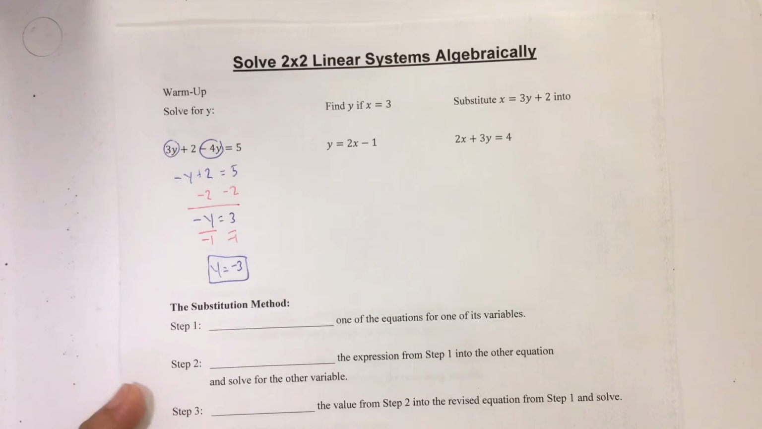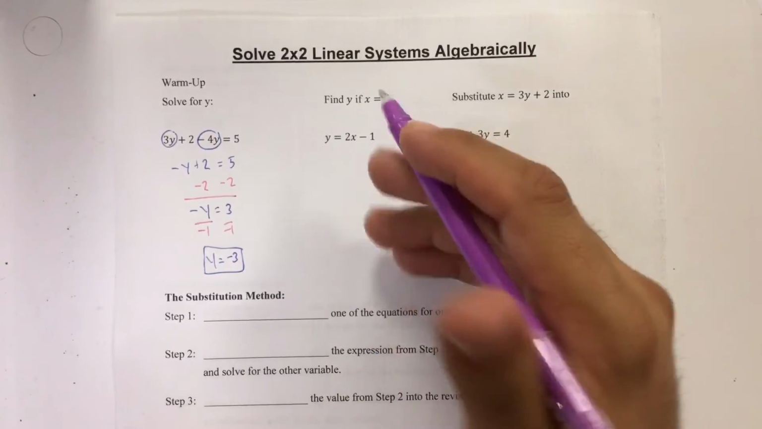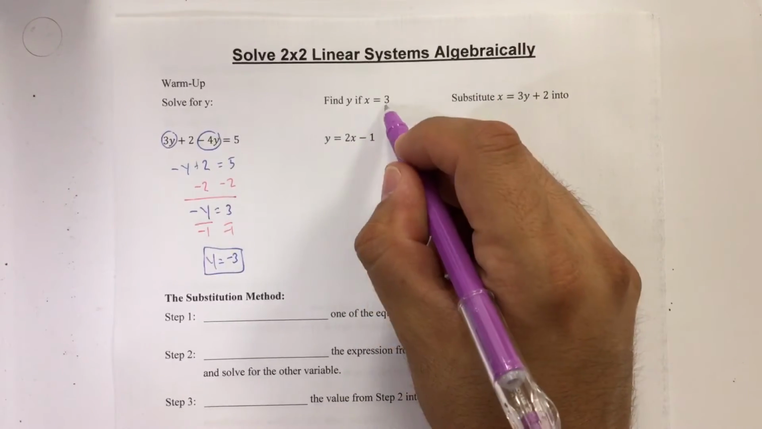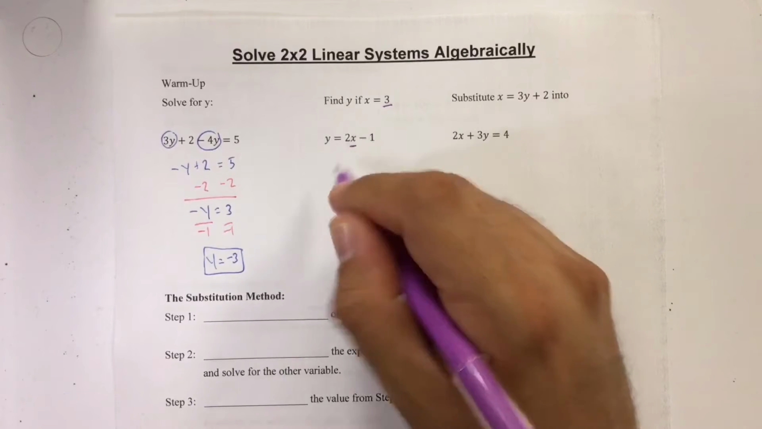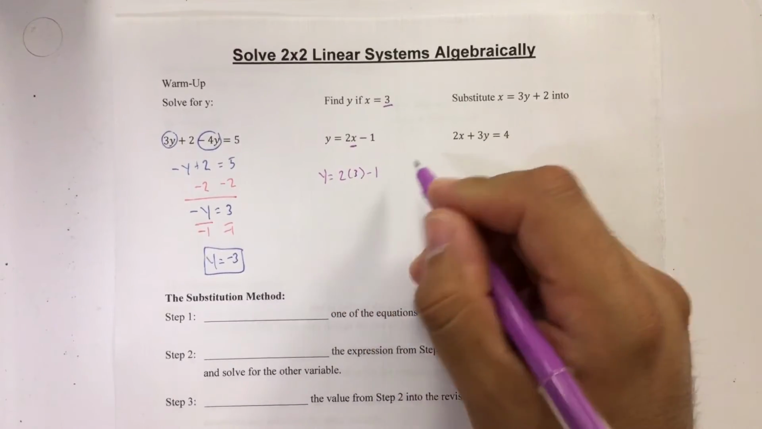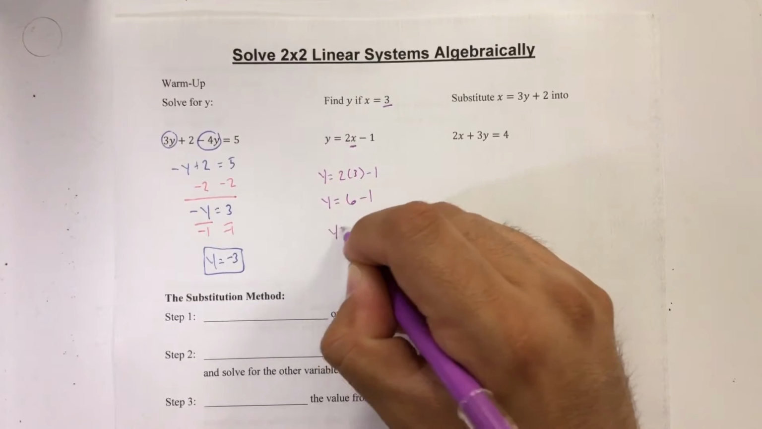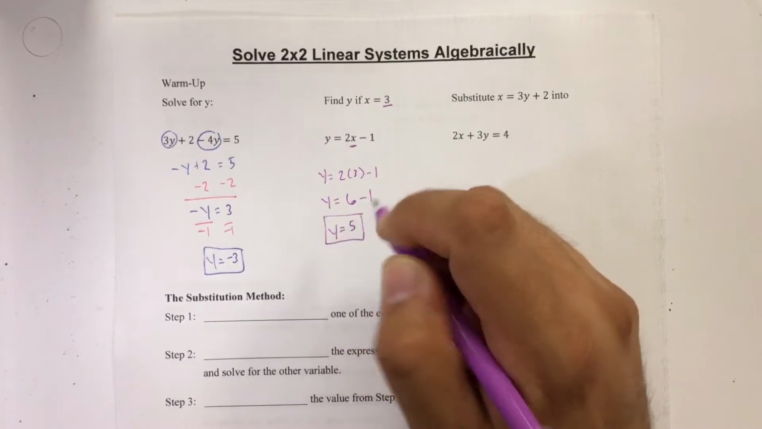All right, let's take a look at the next part. It says to find y if x is equal to 3. So we're going to evaluate, and in this case we substitute in 3 for x. So y equals 2 times 3 minus 1. Then we simplify to solve for y. 2 times 3 is 6, and 6 minus 1 is 5.